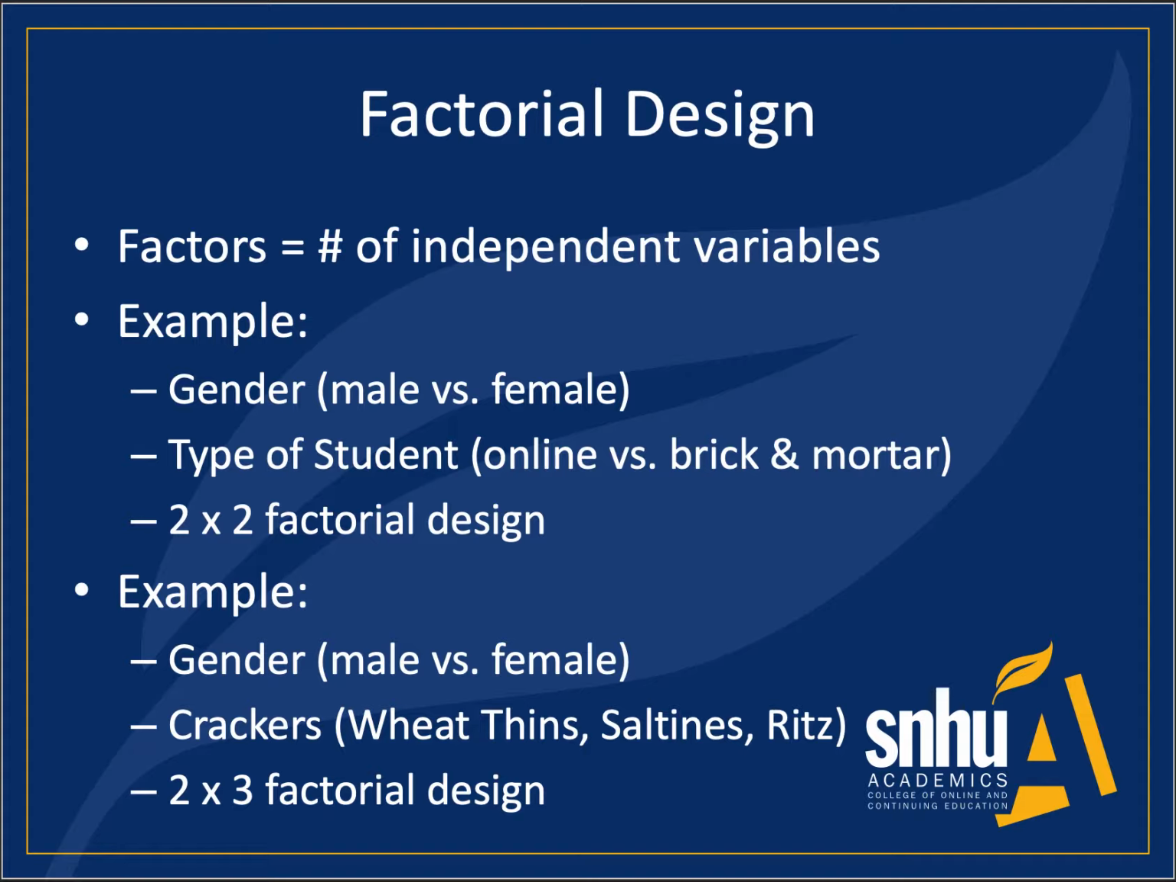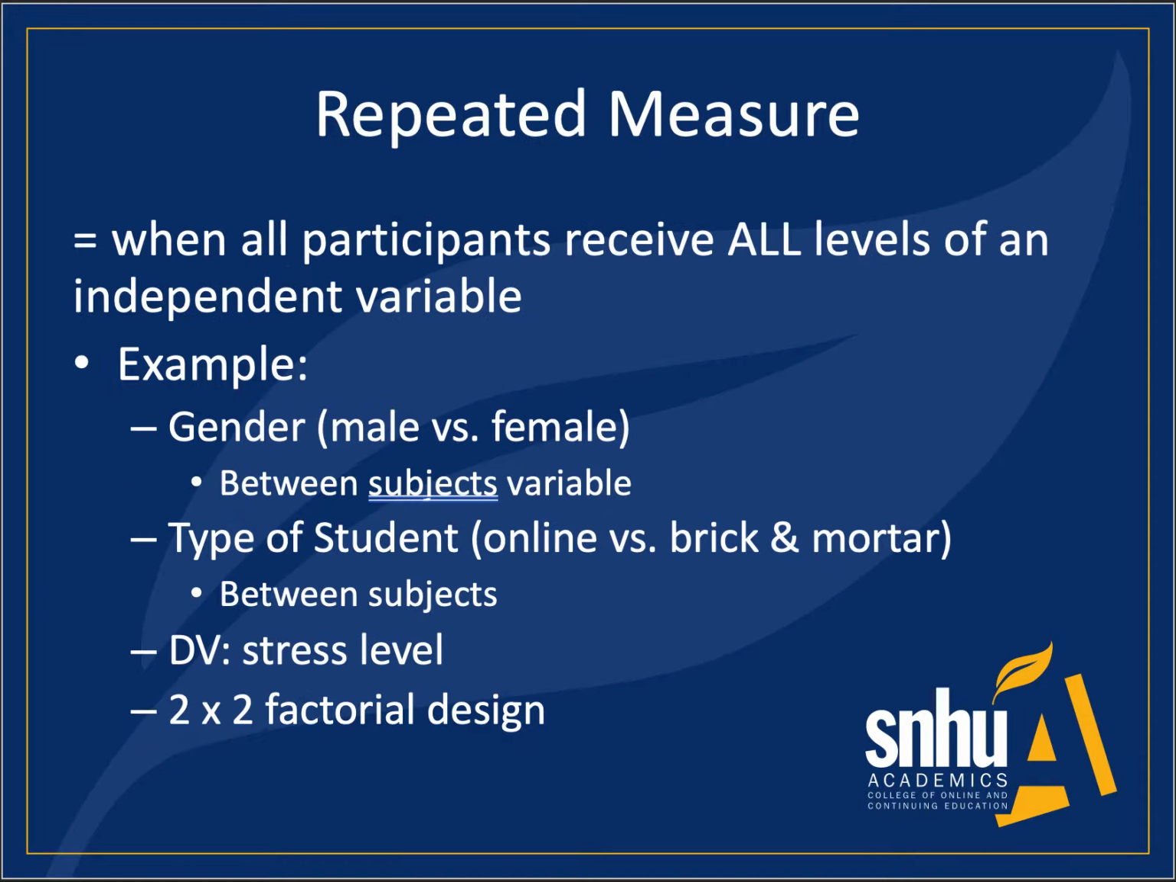To make this a little bit more complicated, in each of these instances, these were all between subjects variables. That means that in the example previously, you cannot be male and female. You have to be one or the other, and therefore that's a between subjects variable. Each participant is only in one level of the independent variable. Same thing with the type of student, online versus brick and mortar. Each student is only in one level of that independent variable. It can either be online or brick and mortar, not both. And therefore, this is a between subjects design.